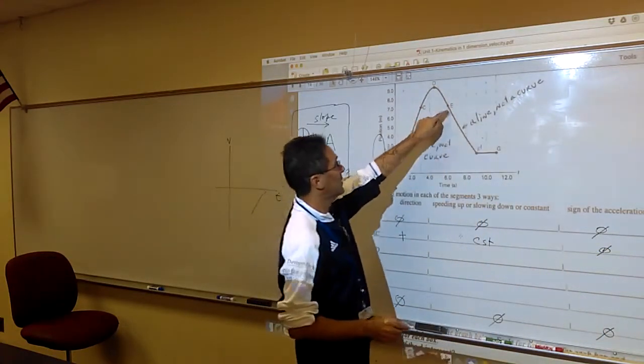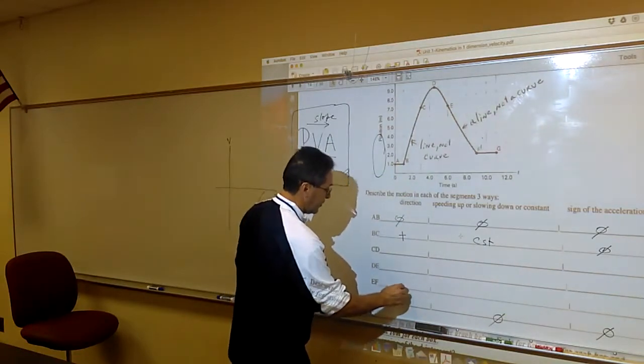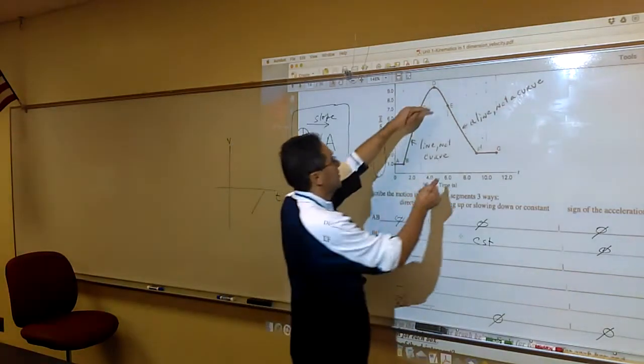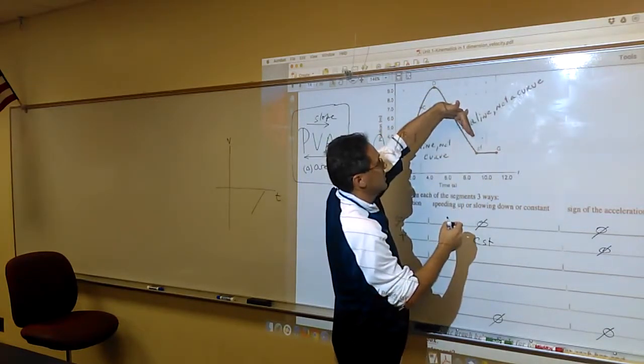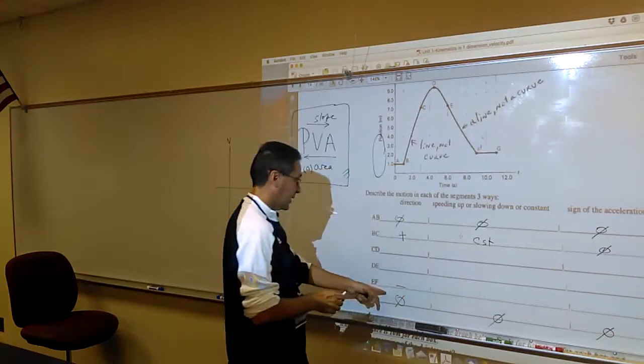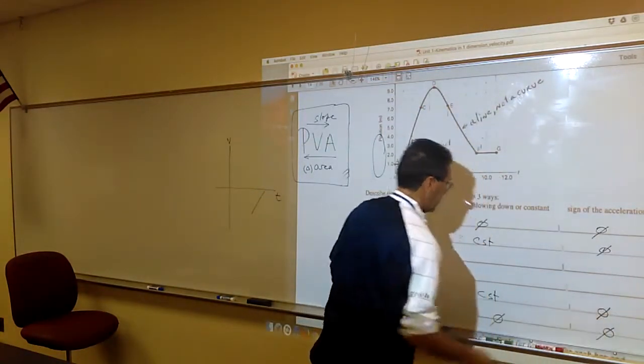If you look at E to F, it is the same idea, except that here you're moving in the negative direction, because your position drops, or you can see that your slope is negative. So this is negative, but you're doing it at a constant velocity with no acceleration.